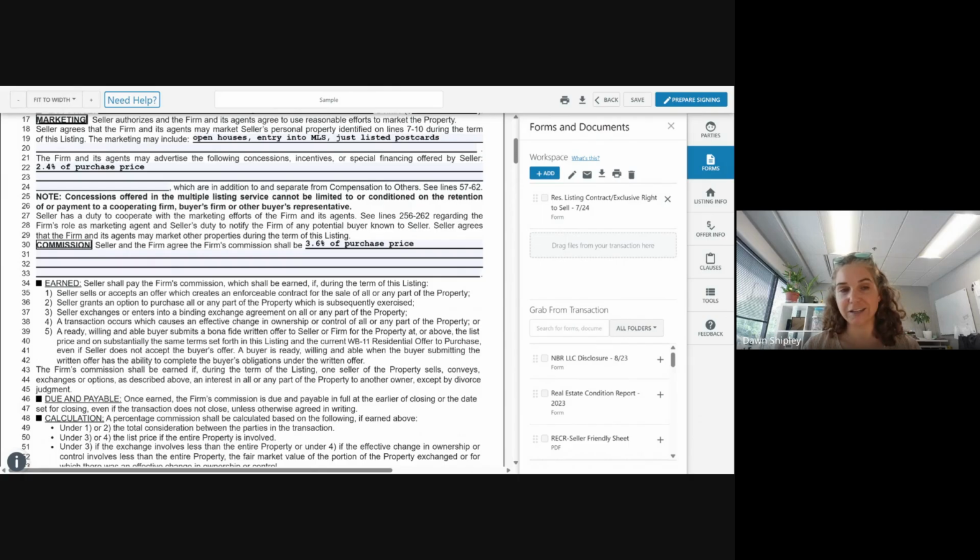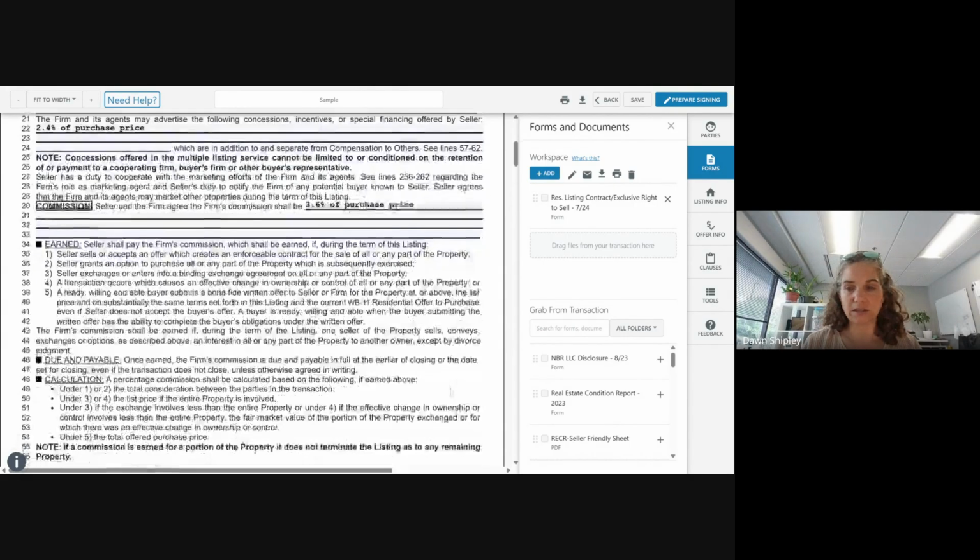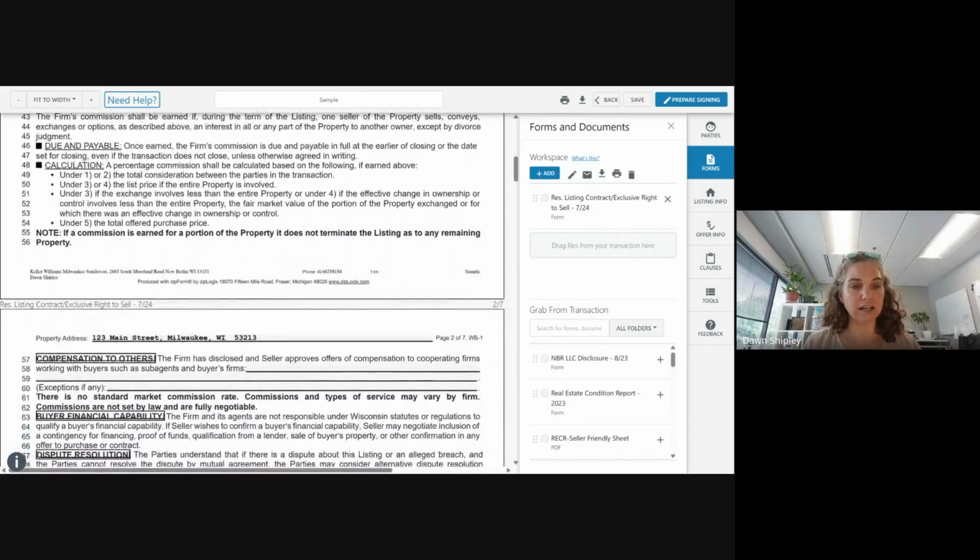So that's how I would write it. It's a concession. The buyer's agent and the buyer are still going to be writing that into the offer to purchase, but maybe I say that that's what the seller is intending to offer. And then I still have nothing listed on compensation to others.